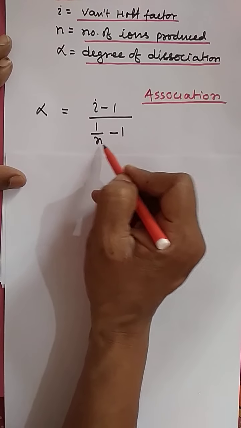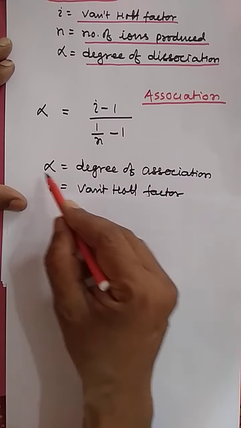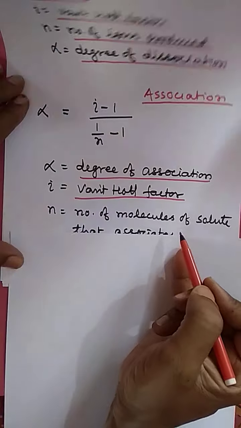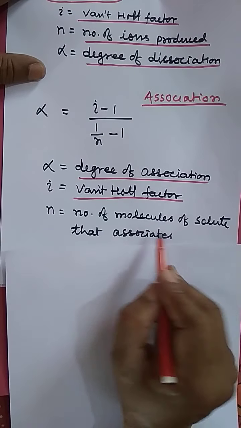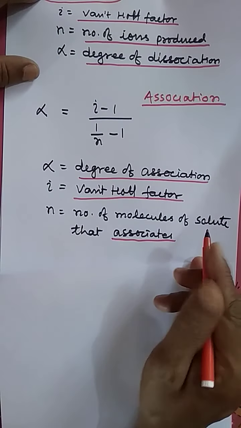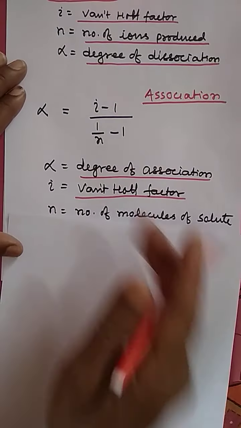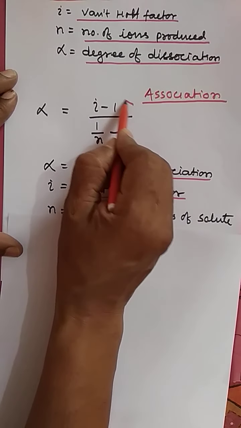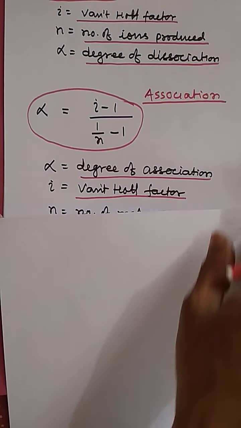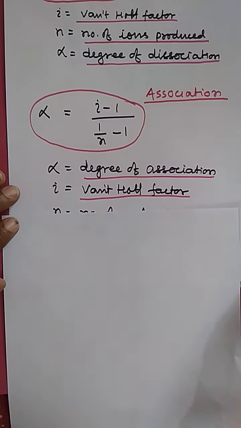Okay, or in case of association, you can use this formula: alpha equal to I minus 1 upon 1 by n minus 1, where I is Van't-Hoff factor and alpha is degree of association, and n is number of molecules of solute that associate. As for example, in case of acetic acid, the value of n equal to 2. So friends, these two formulas are also important and easy to calculate, right friends? So I think you understand all these points.